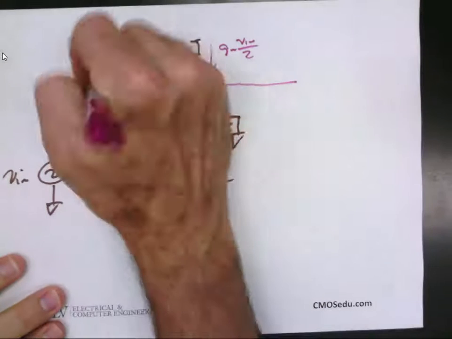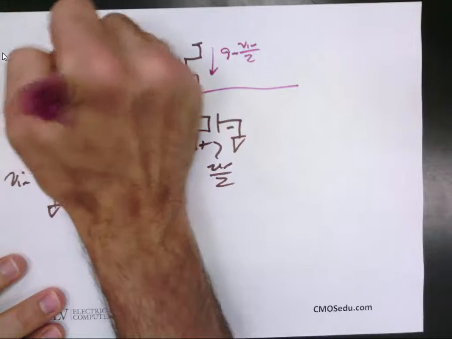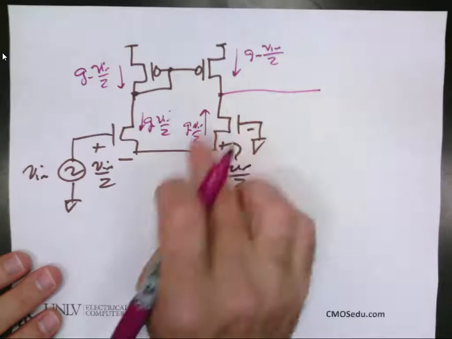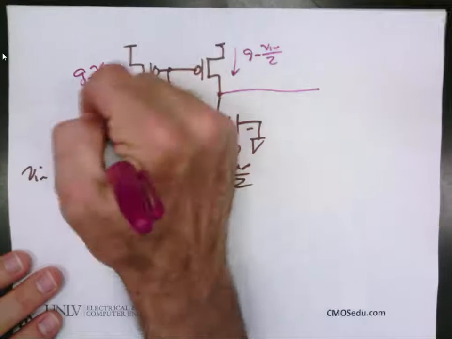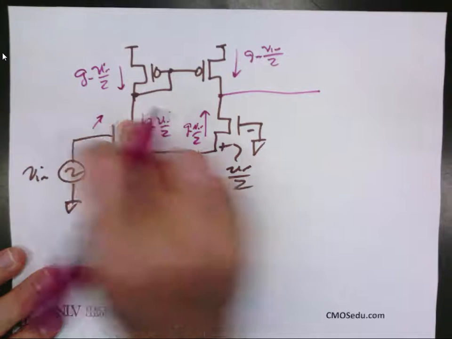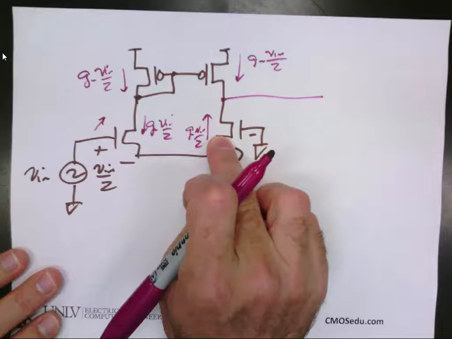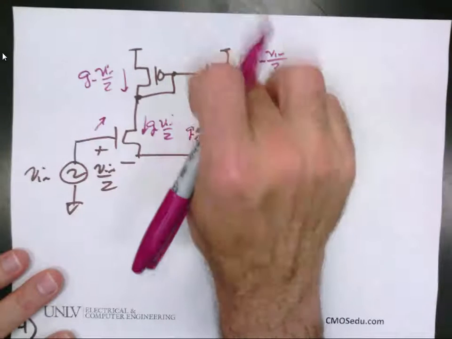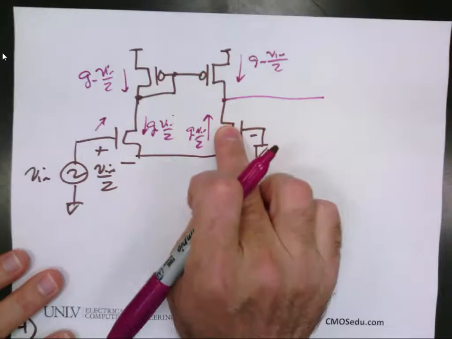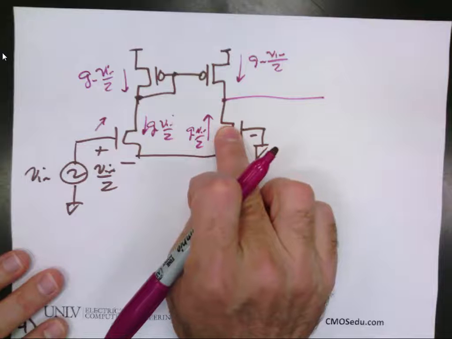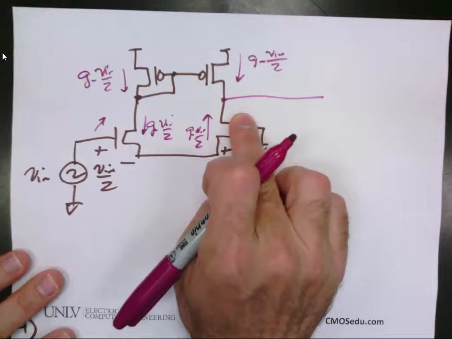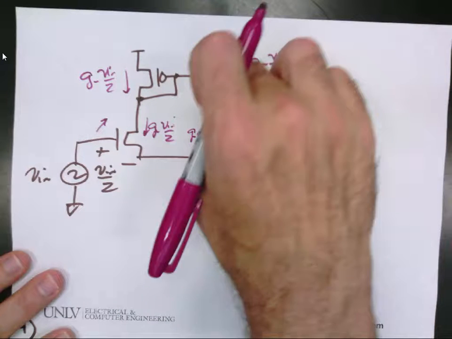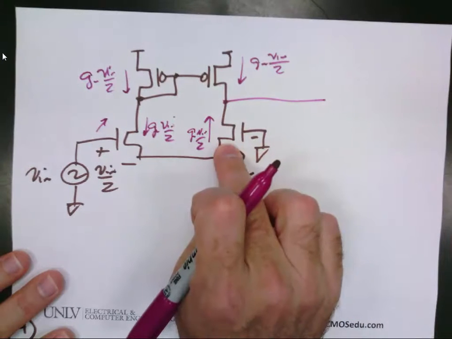Gm over 2, we can go ahead and write it here. Gm Vn over 2. Mirrored across. It's going in. This node goes up. The current in here goes up. Current here shuts off. So I get 21 flowing through here, 21 flowing through here, 19 flowing through here. Net current into the node, 2 microamps, because I got 21 coming in, 19 going out.